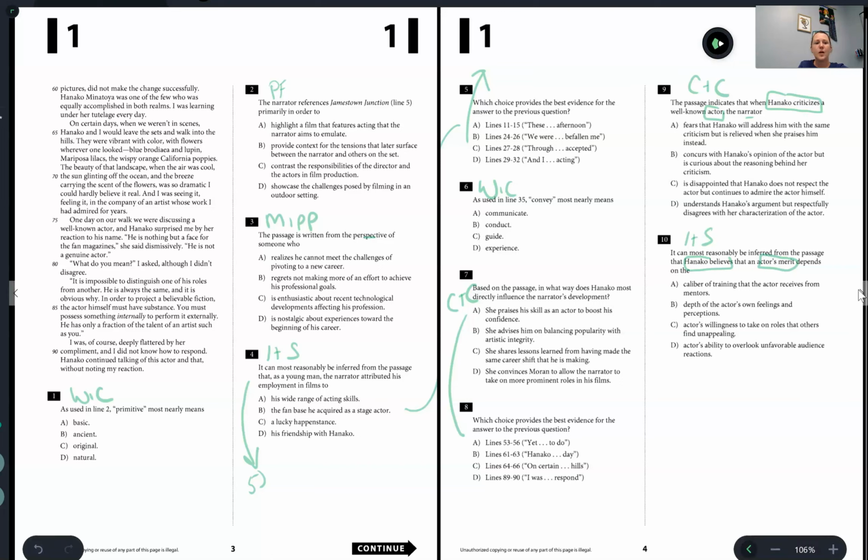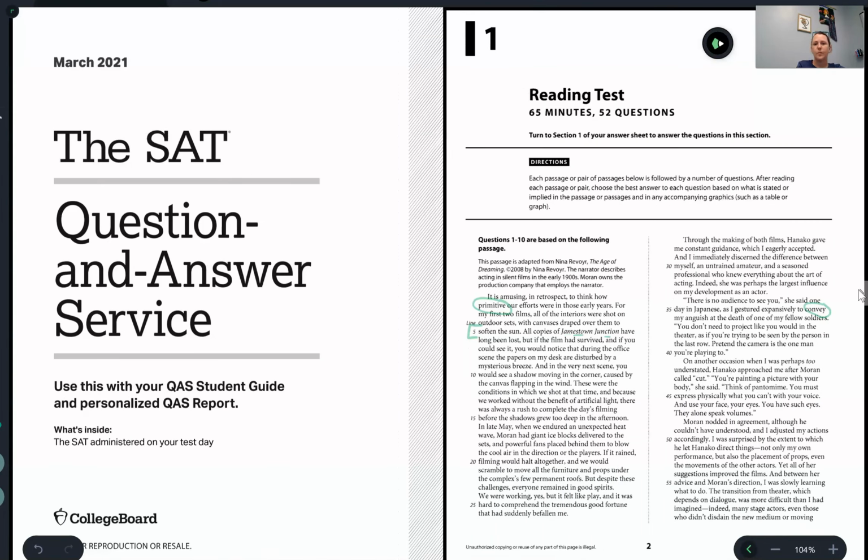So going back to the top, we know we're going to stop at line 2 for this word in context. We're going to consider the purpose of referring to this film. As we're reading the entire piece, we're going to keep track of the perspective, who's telling the story, and what they are thinking about. We're going to stop at this word in context in line 35. We're going to take note of Hanako criticizing an actor, and we're going to take note of what Hanako thinks an actor's merits are based on. Other than that, let's start at the top.